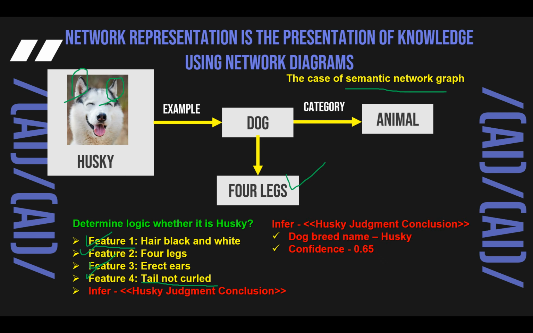Sometimes they are based on the confidence, 0.65. So for machine learning, actually the probability is very important. So the confidence 0.65 means based on the 4 features, we can say with about 65% confidence that this dog is a husky.